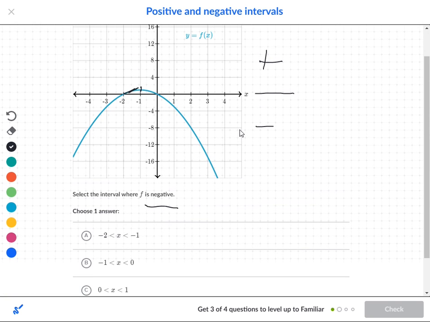The next one is negative 1 to 0. Negative 1 to 0 is right there, 0. And notice that's above this line here, so that's positive. So far A and B failed. Now the next choice is from 0 to 1. Notice 0 to 1 is below the x-axis, so that's negative, because anything above the x-axis is positive. So what's negative here is C.